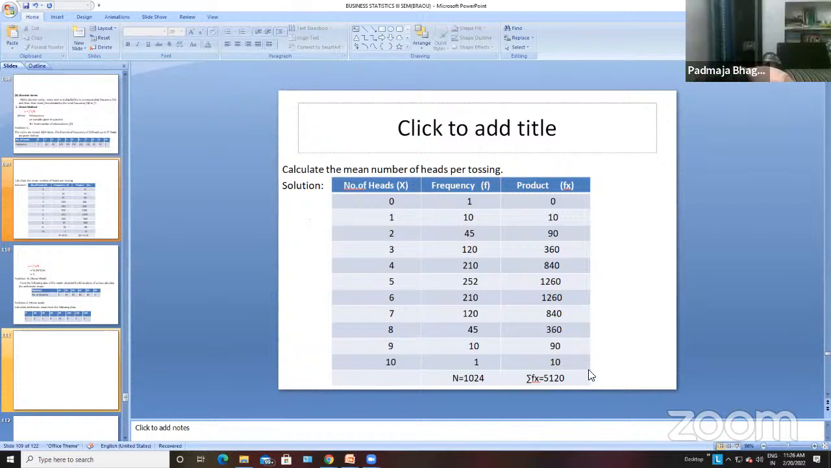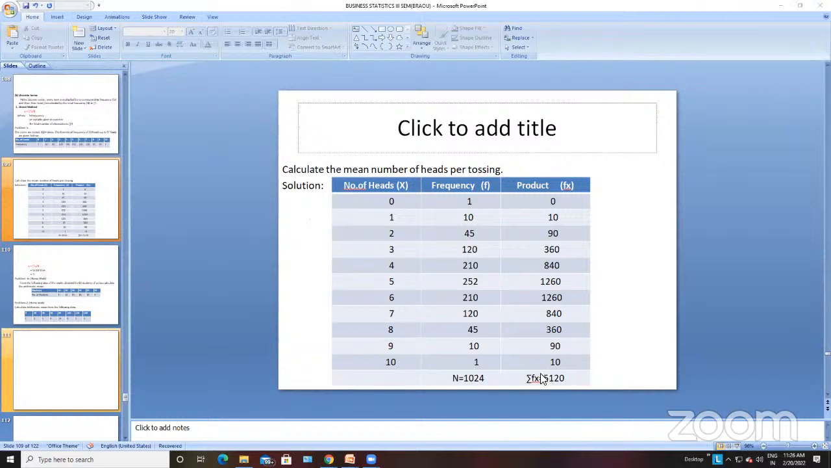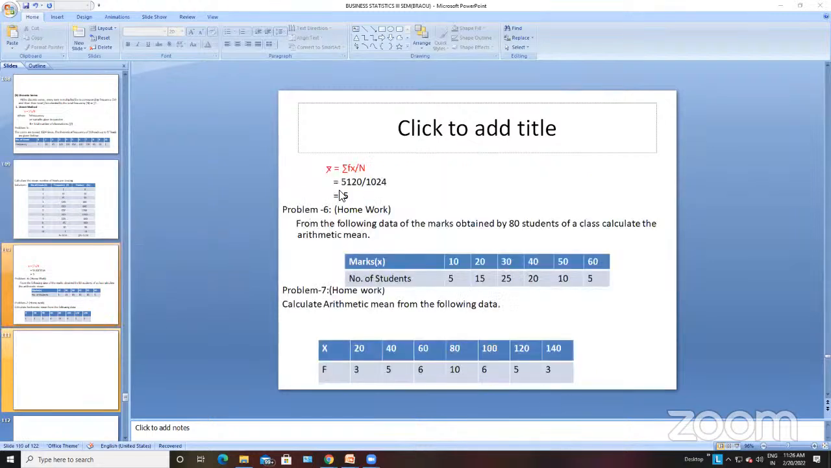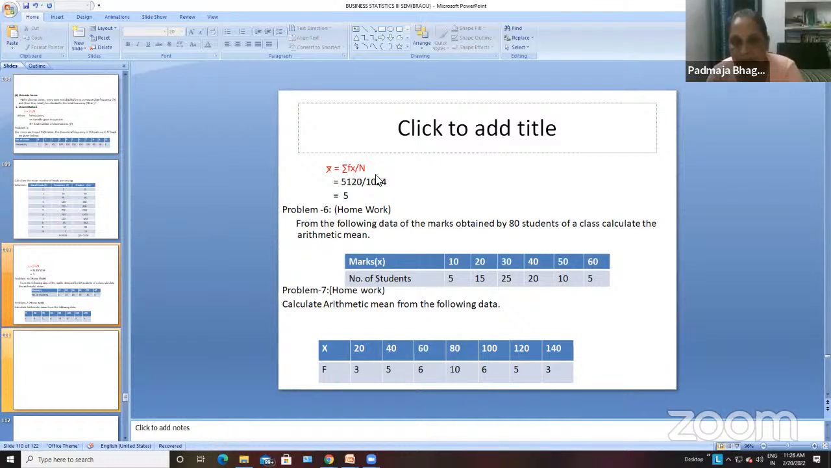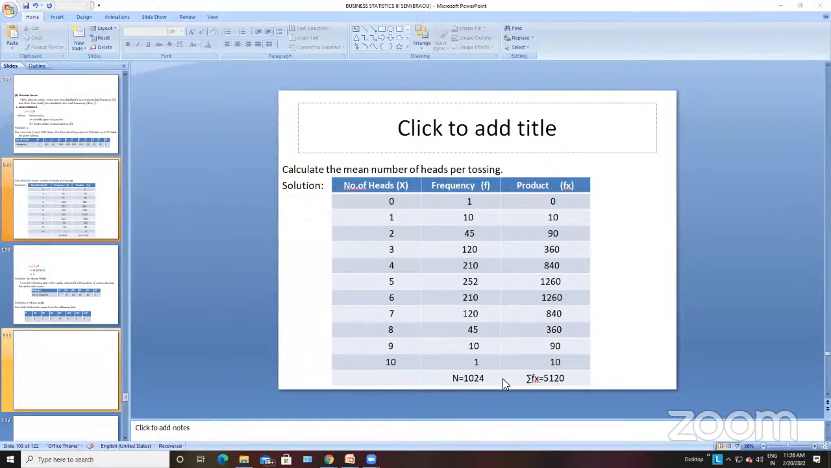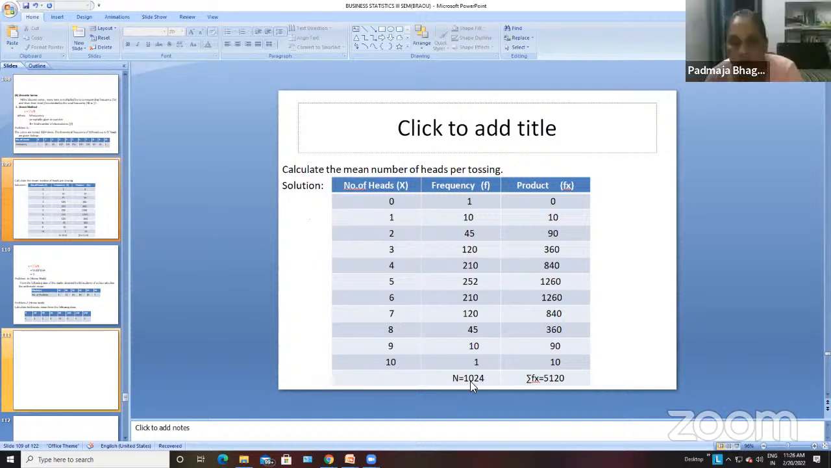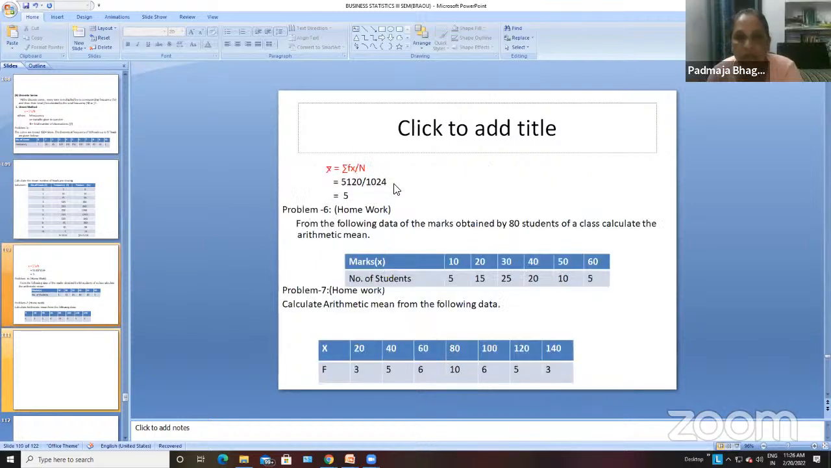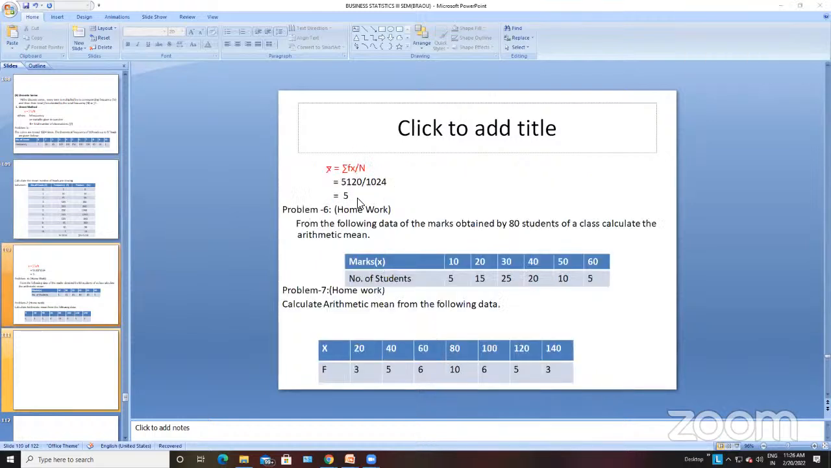Got my point? So when we got this answer, then you have to put this like this. Mean is equals to sigma fx by n. What is the fx we got? 5120. N is equals to 1024. So what is the mean? 5. Got the point?